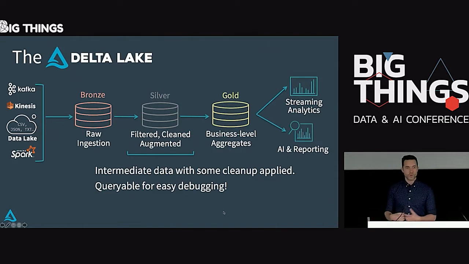In silver, you start to do some of the cleaning. You maybe filter out records that you aren't interested in. You take that JSON and you parse it into top-level columns. You do joins to augment data so that you have extra information that's useful in that processing. And you might say, wait a second, why am I materializing this intermediate data if it's not my final answer?